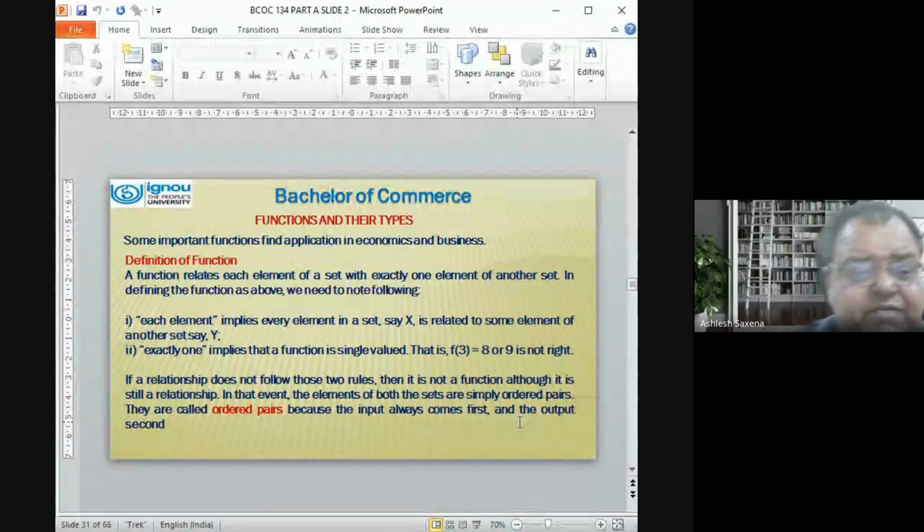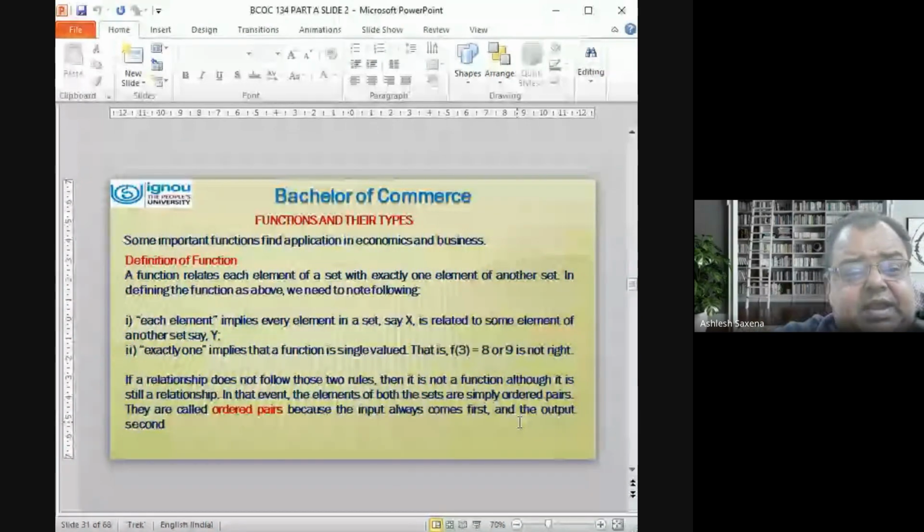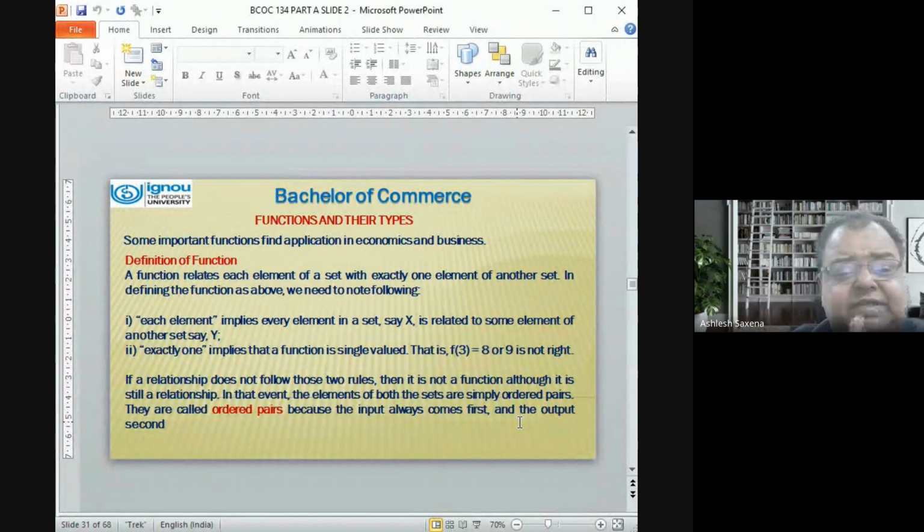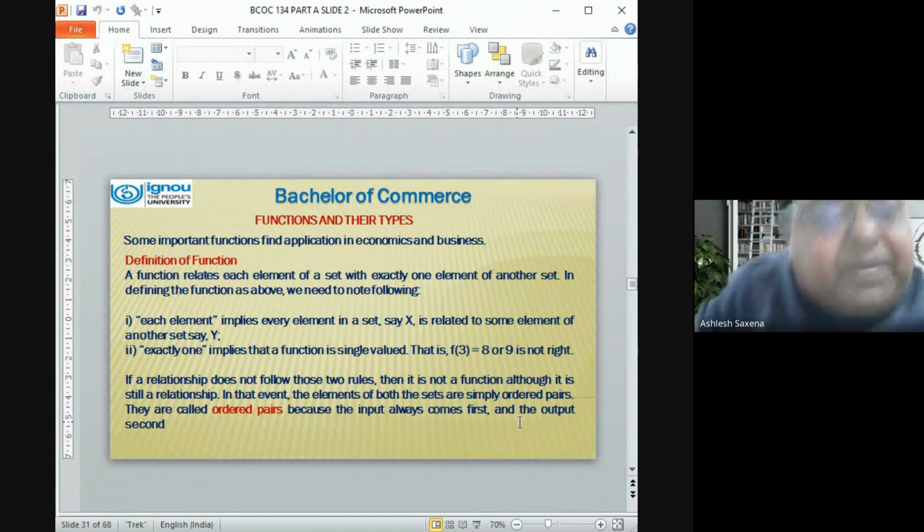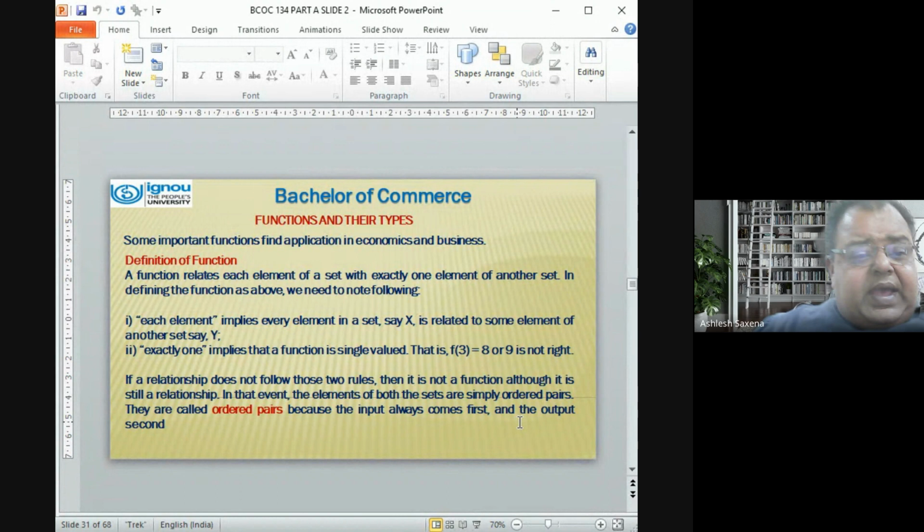Each element implies every element in set, say X, is related to some element of another set Y. Secondly, if it does not follow those two rules, then it is not a function, although it is still a relationship. In that event, the elements of both the sets are simply ordered pairs, called ordered pairs because the input always comes first and the output second.